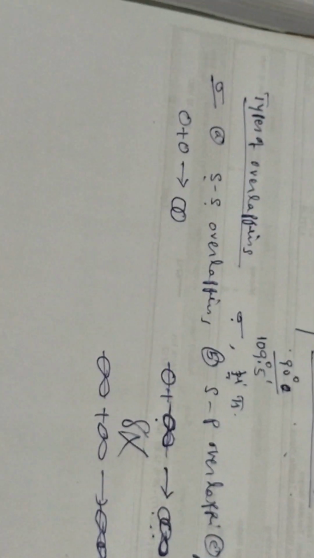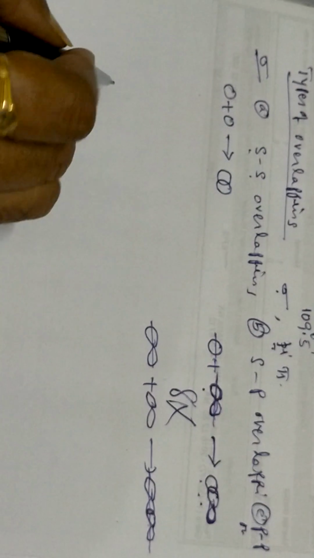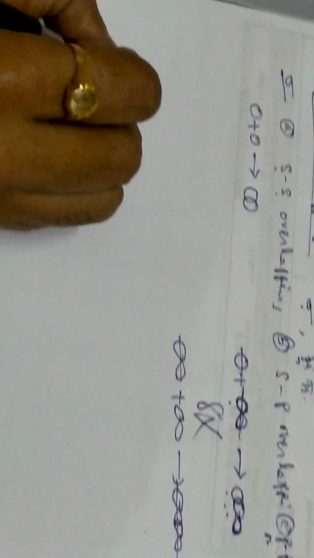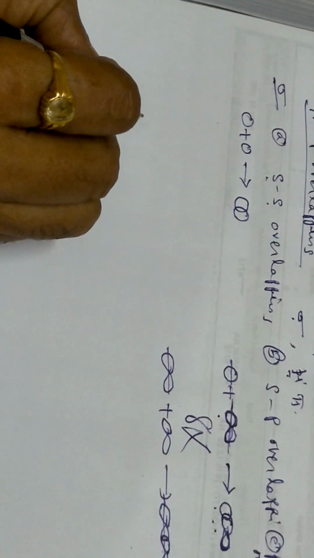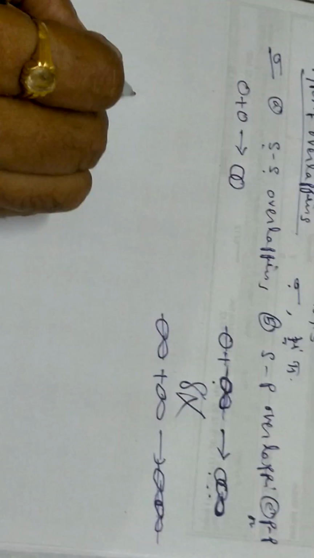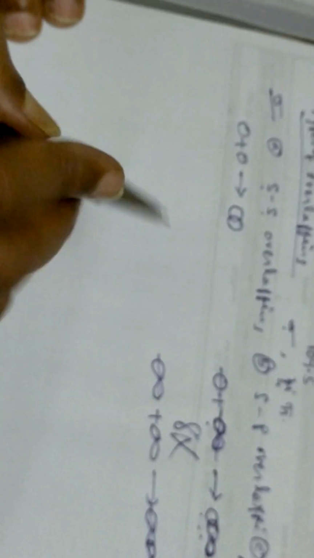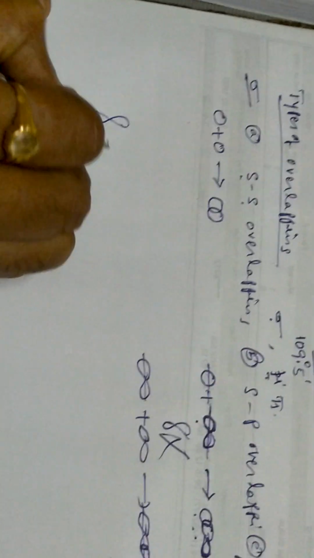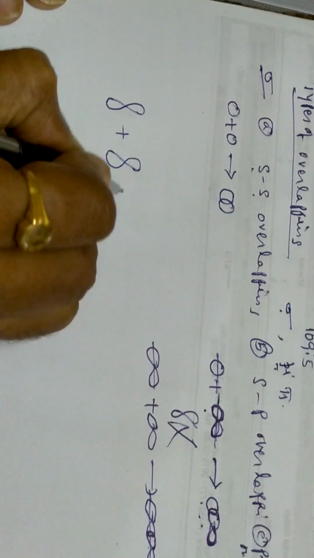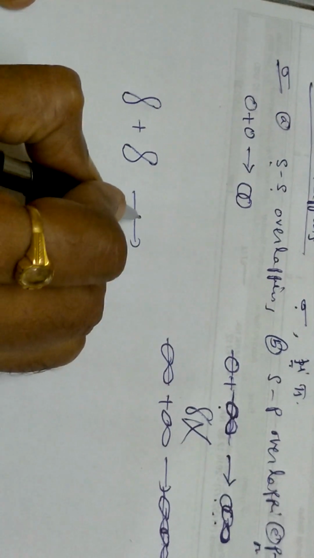And if it is pi overlapping, pi will be a parallel overlapping. How will it be? Parallel means normally S orbitals will not be in the pi bond. It will be in the p orbitals only. It will be like this, plus another dumbbell overlapping.